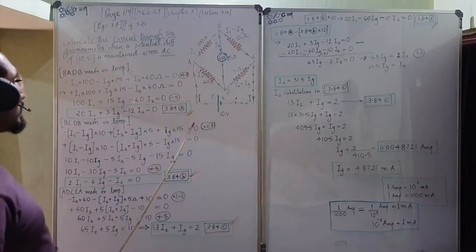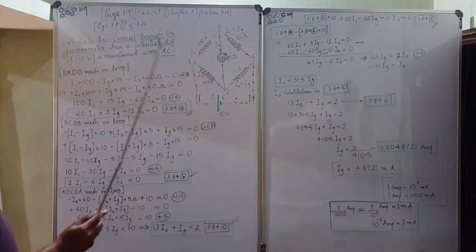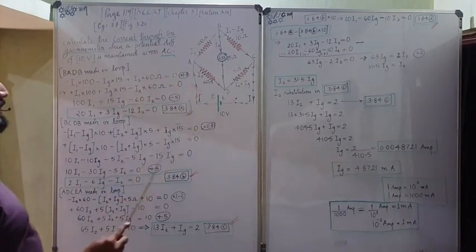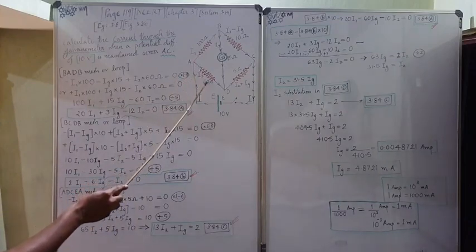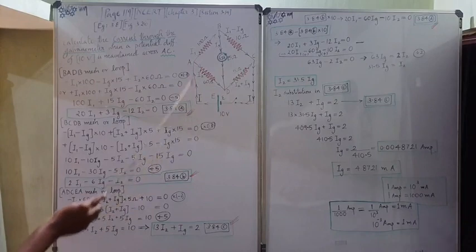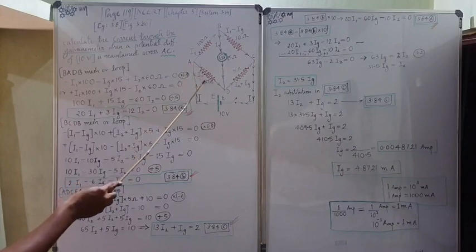ADCEA mesh. So that includes a battery. I have taught you earlier, let us discuss again. Take this I2 as positive. This ADCEA mesh 882 minus I2. This is the starting current now.